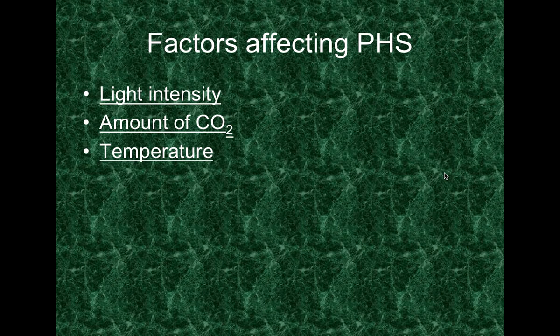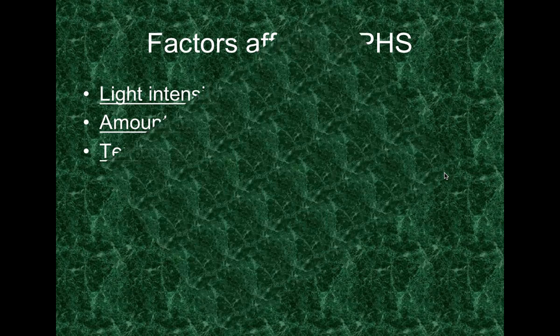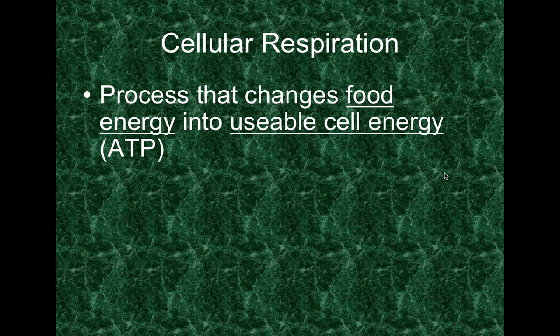So once we have this glucose, how are we going to shift it into ATP? Well, that process is cellular respiration. It changes food energy, our glucose energy, into usable cell energy in the form of ATP. Now, the differences are between eukaryotes and prokaryotes with this. This takes place in both plants and animals. This is something that plants have to do as well. They don't just do photosynthesis.